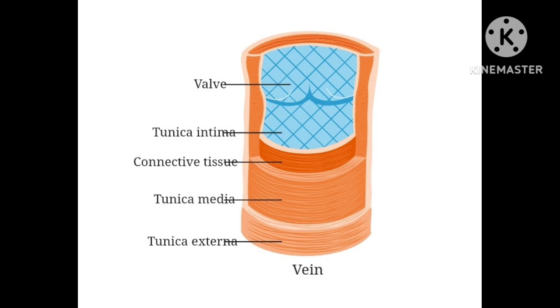Venules with a diameter of 40 to 50 micron are tubes composed of endothelial cells. They collect blood from the capillaries and transport it into the small veins.